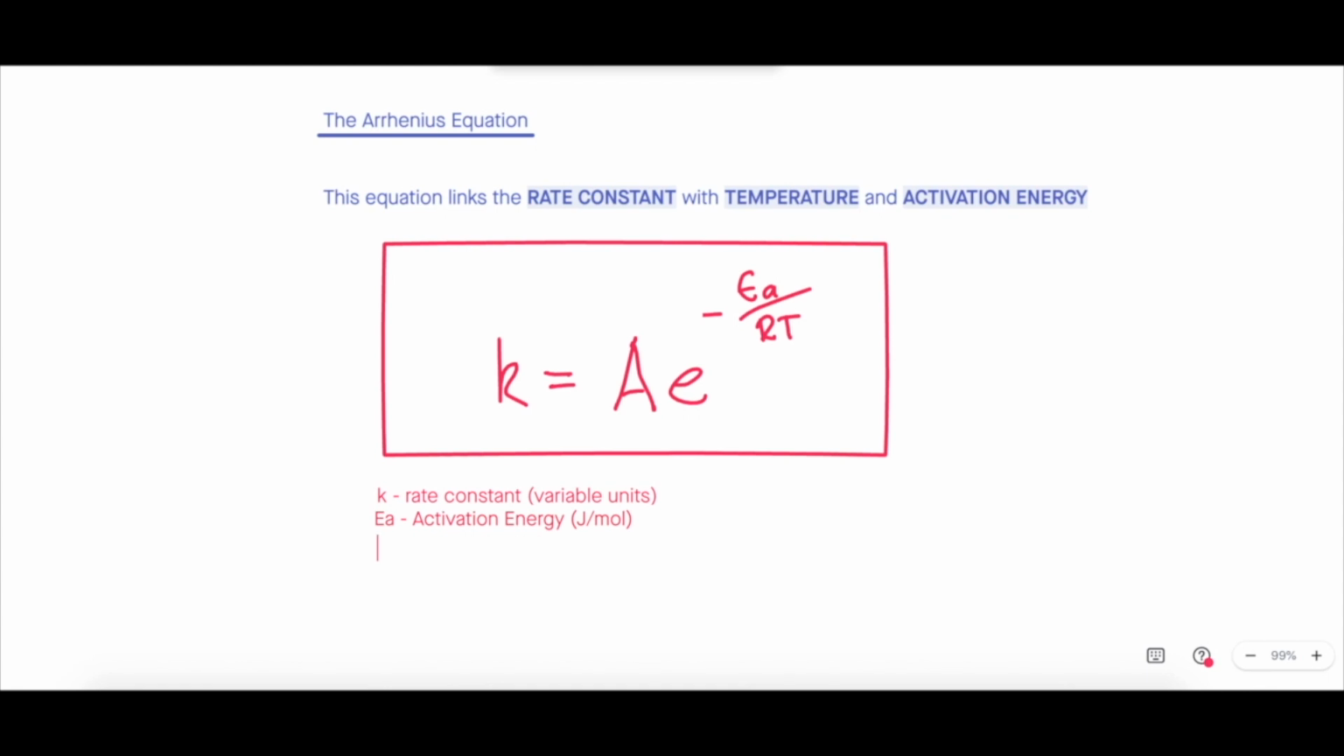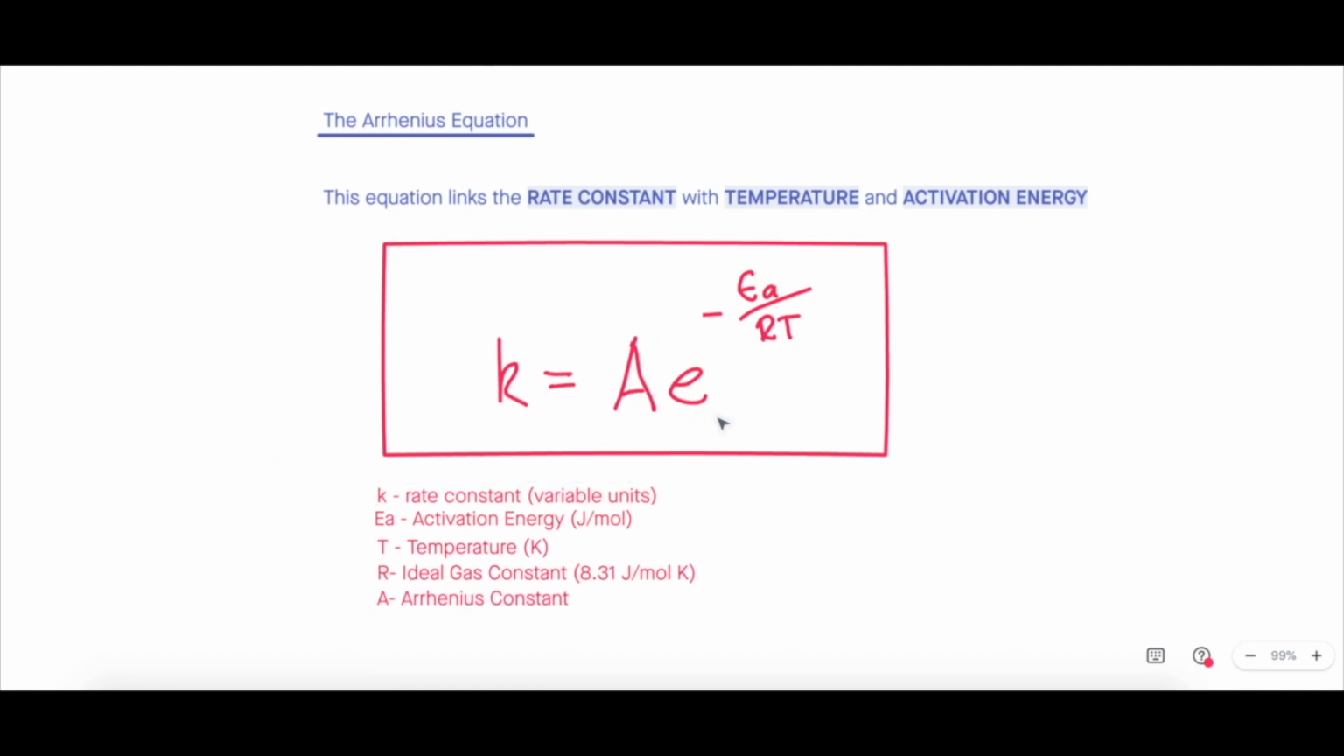Ea is the activation energy, measured in joules per mole. T is temperature, that's measured in Kelvin, not degrees C. So remember, you need to add 273 to convert it from degrees C to Kelvin. R is the ideal gas constant. We learnt this in PV equals nRT. It's given to you: 8.31 joules per mole per Kelvin. And A is the Arrhenius constant.